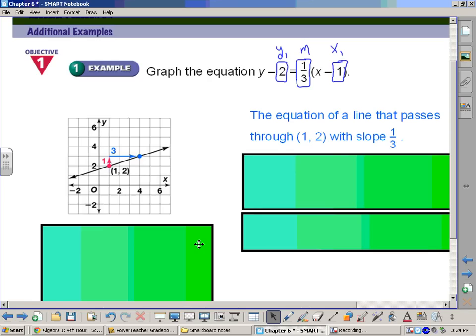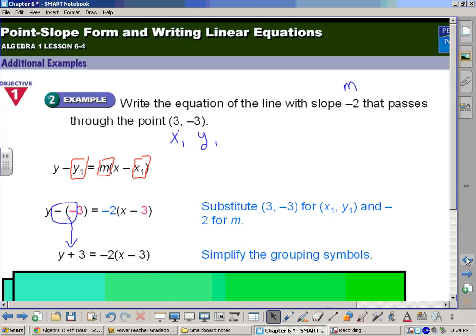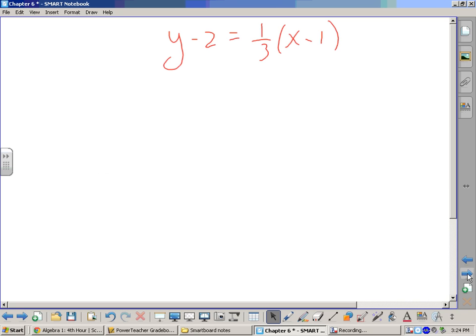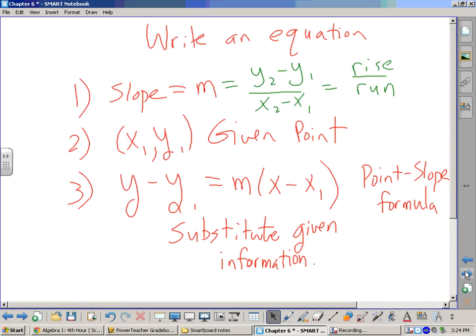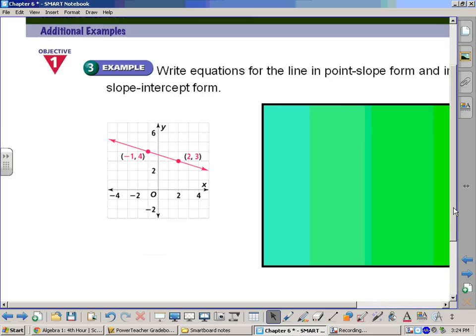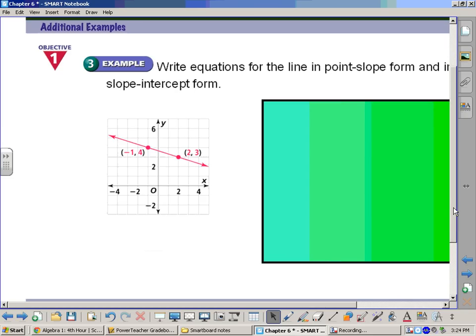The third and last thing I'm going to have you do is make an equation from a graph. So over here, I gave you a point, and I gave you a slope, and I had you graph an example. Now we're going to go backwards. I'm going to give you a graph, and I'm going to ask you to write the equation. I'm sorry about all the extra slides there.